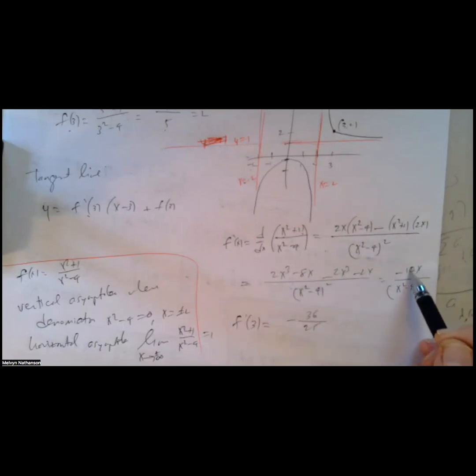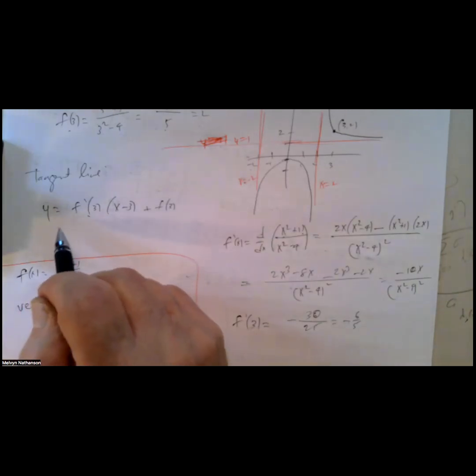So if I evaluate this at 3, I get minus 12 times 3, which is 36. 3 squared is 9 minus 4 is 5. 5 squared is 25. So that looks like, oops, sorry. 8 minus 2 is 10. Might as well do arithmetic correctly. So when x is 3, that's minus 30, which is minus 6 over 5. So that's the value of the derivative of the function at 3.